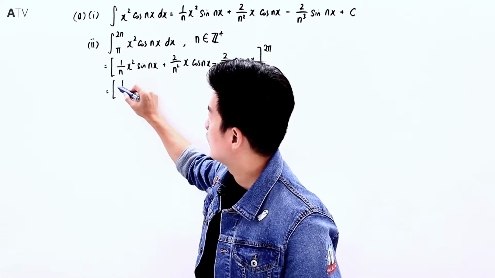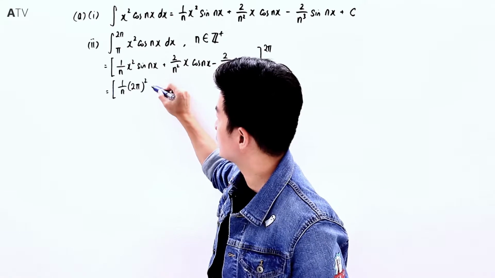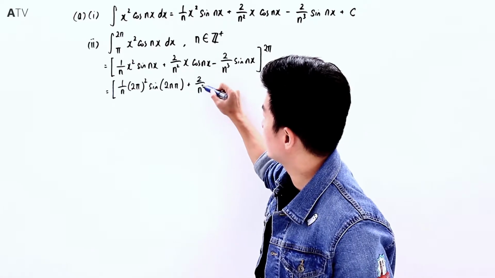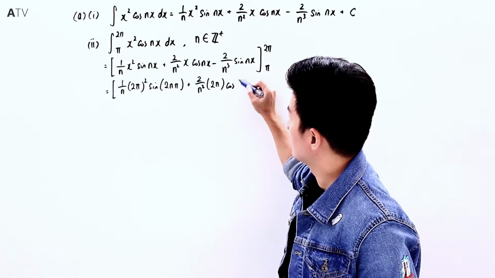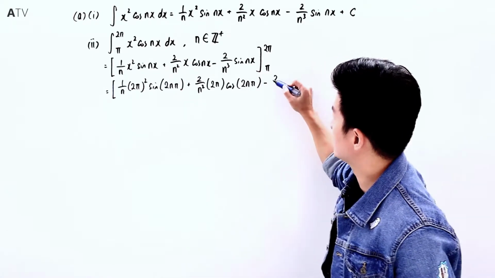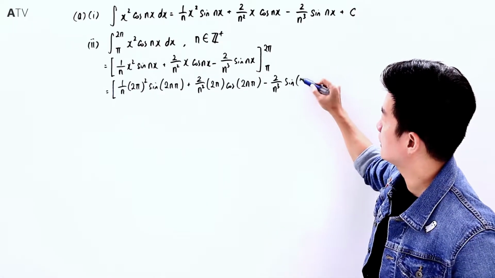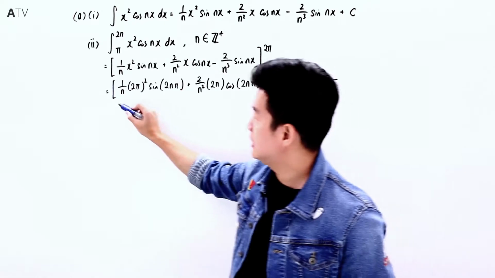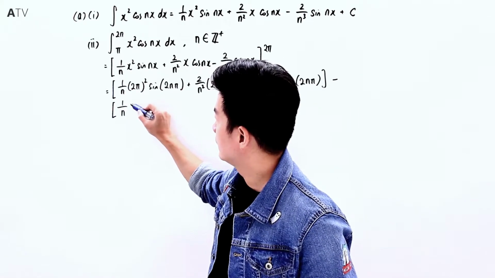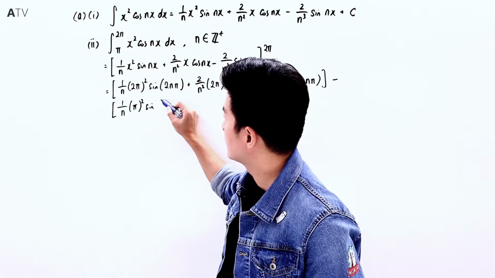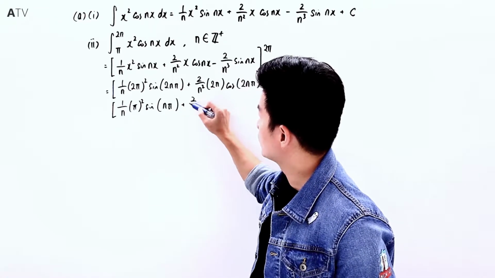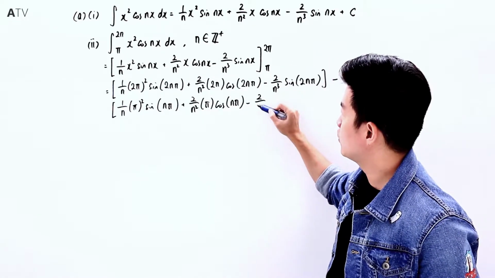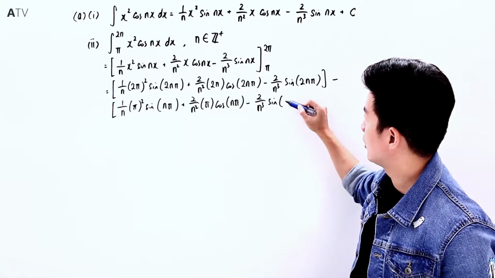So it is going to be (1/n)(2π)² sin(2nπ) + (2/n²)(2π) cos(2nπ) − (2/n³) sin(2nπ). And this minus away, substituting π in, minus (1/n)π² sin(nπ) + (2/n²)π cos(nπ) − (2/n³) sin(nπ).